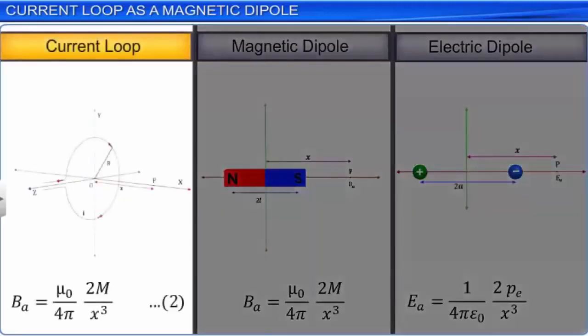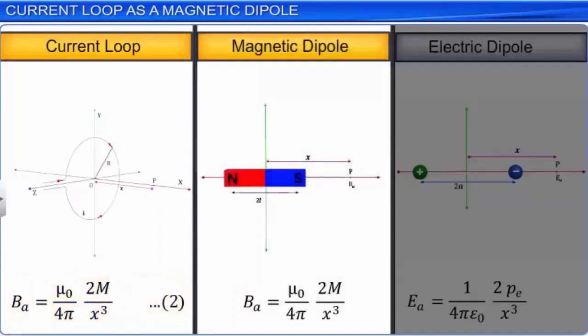We know that the magnetic induction along the axis of the circular current loop, BA, is equal to mu naught by 4 pi into 2M by x cube. We know that the magnetic induction at a point P on the axial line at a distance x from the center of a magnetic dipole, BA, is equal to mu naught by 4 pi into 2M by x cube, where M is the magnetic moment of the dipole.